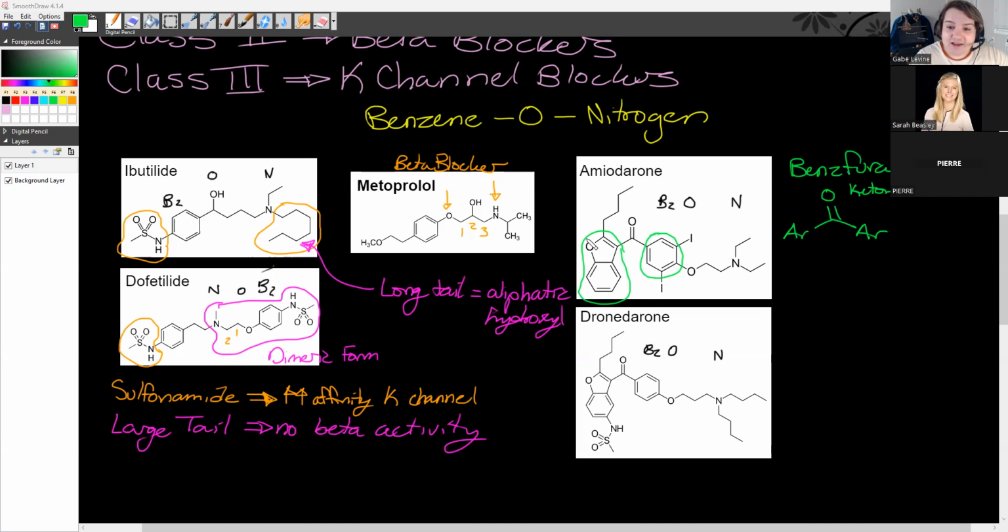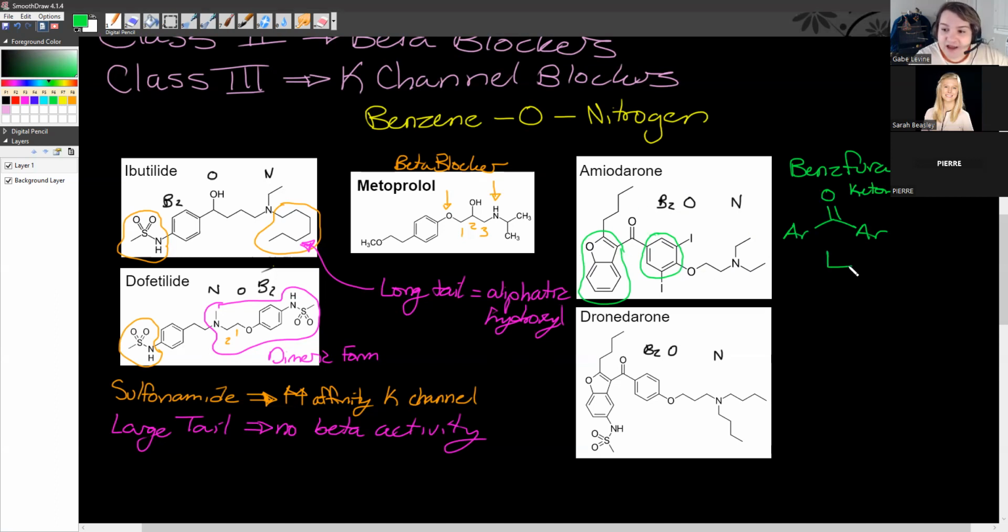It is the fact that you have this ketone straddled by two different aromatic groups that gives amiodarone its function. So this double aromatic ketone is what creates the affinity for the potassium channel.